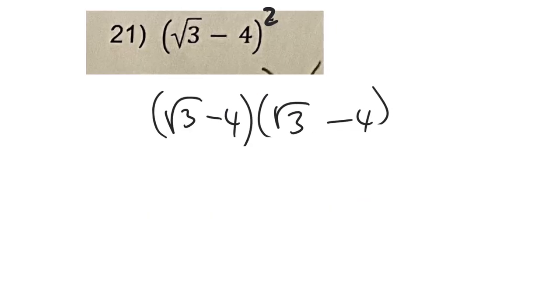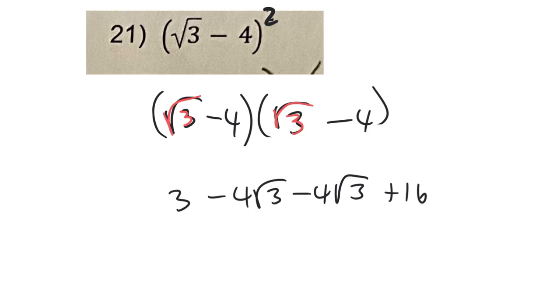First times first gives you a 3. For my student watching, feel free to ponder that. I've been kind of harping on that concept for a little while, but radical 3 times radical 3 is literally just 3. Outer times outer would be negative 4 radical 3. Inner times inner would also be negative 4 radical 3. And then last times last would be a positive 16.